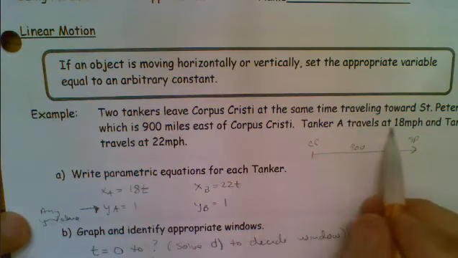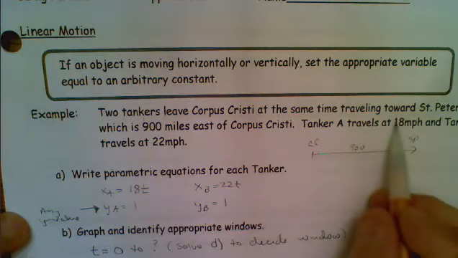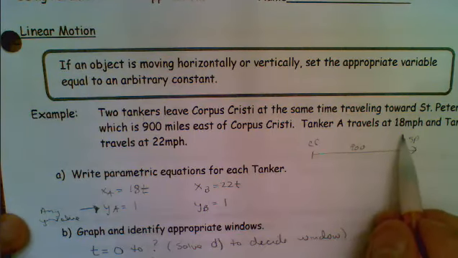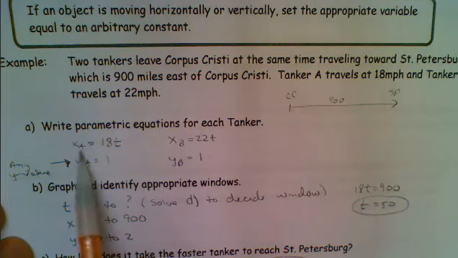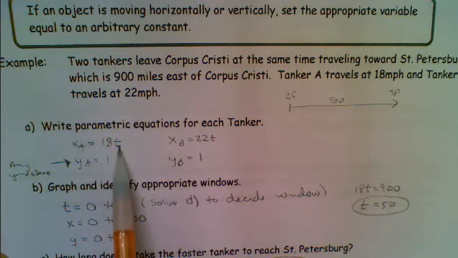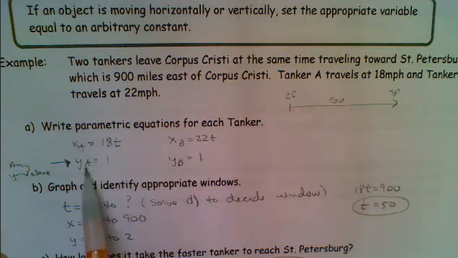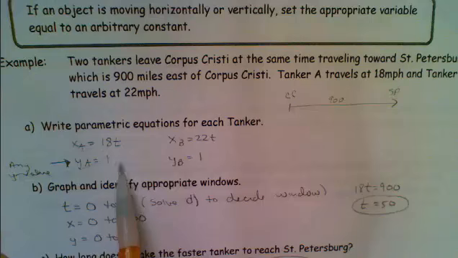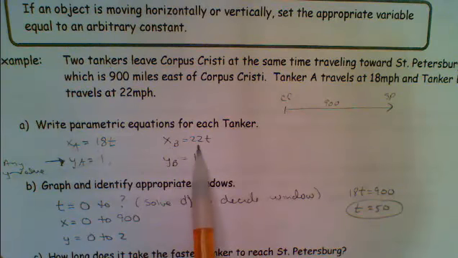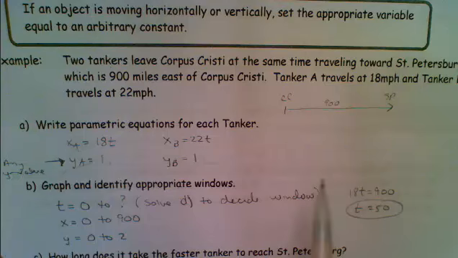Tanker A travels at 18 miles per hour, so that's its rate times its time, which will be t. And tanker B travels at 22 miles per hour. So when I go to set these up, I just put x and I put sub A for tanker A. So the x for tanker A is going to equal 18t, that's its rate times time. And this is just any arbitrary value you want to put. It's going to be going straight, it's linear, so I just said y would equal 1. And then xB was 22t, and y would be 1.